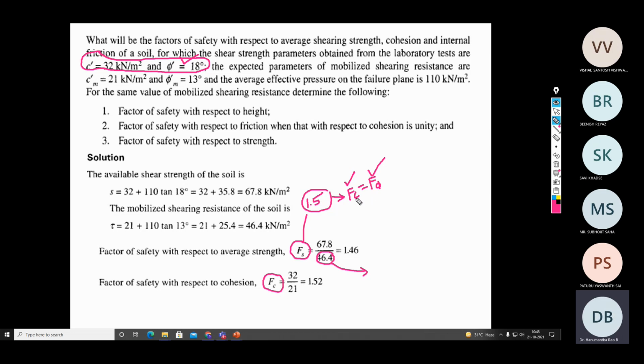Because I want to know whether cohesion is triggering the failure or friction is triggering the failure. To understand that, we need to assume the Fc value differently and the Fφ value differently. Maybe you can assume Fc as 1.3 and Fφ as 1.2. Then I will calculate the shear stress, the shearing resistance. Then I can calculate the overall shear strength. So this is another way.